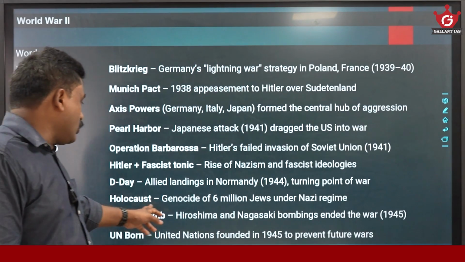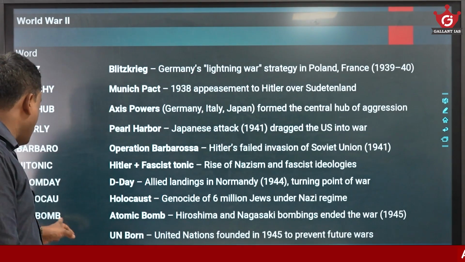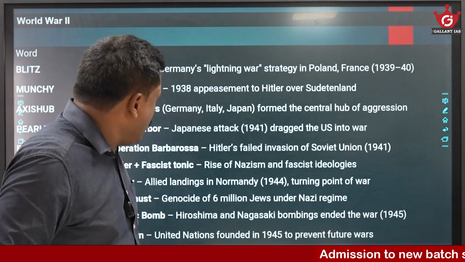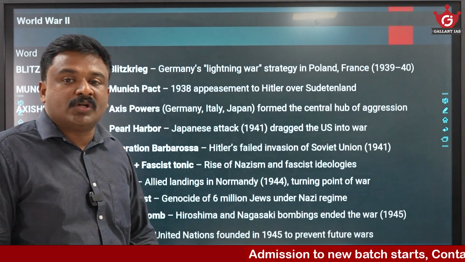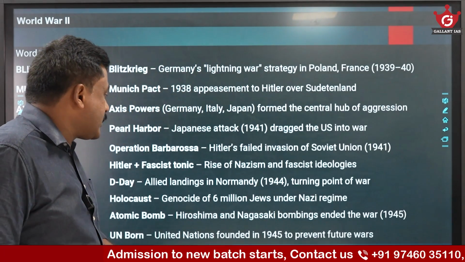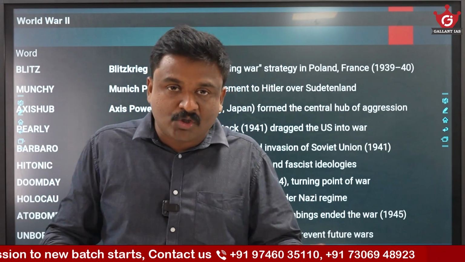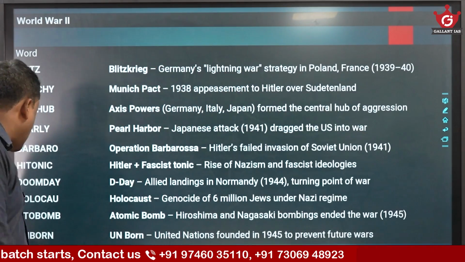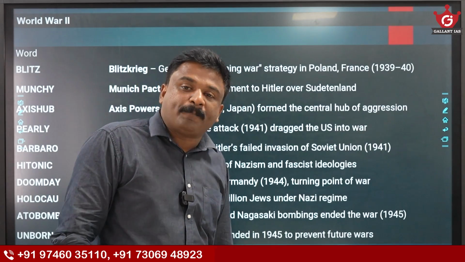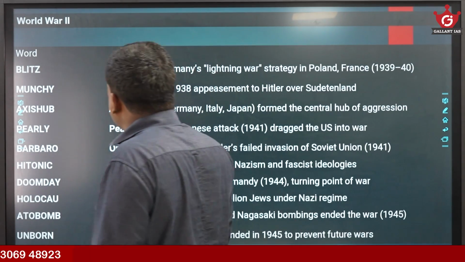Then Holocaust is the genocide of 6 million Jews under the Nazi regime. Then say atom bomb is atomic bomb. The final episode, as we know, was Hiroshima and Nagasaki. The US dropped atom bombs on Hiroshima and Nagasaki, which eventually made Japan surrender and ended World War II. Then there is UN Born, which is United Nations founded, to prevent any future wars and accelerate decolonization.